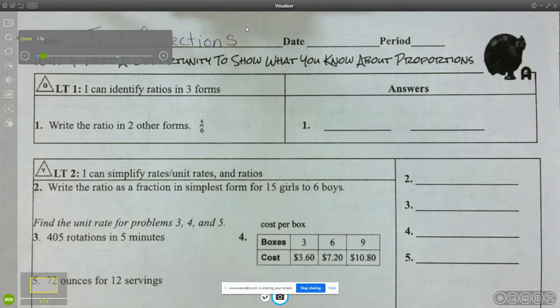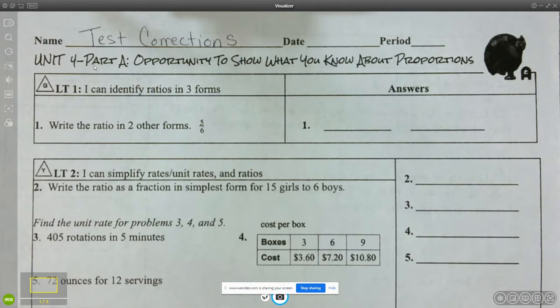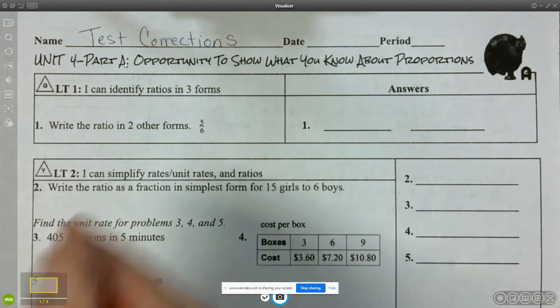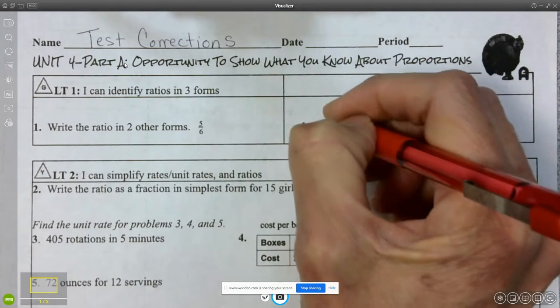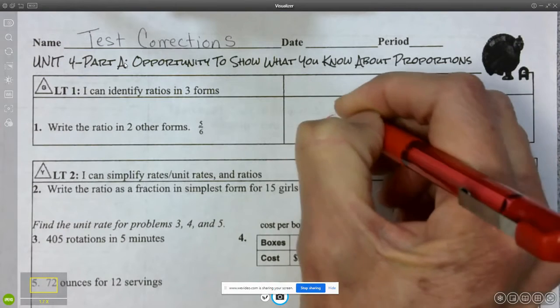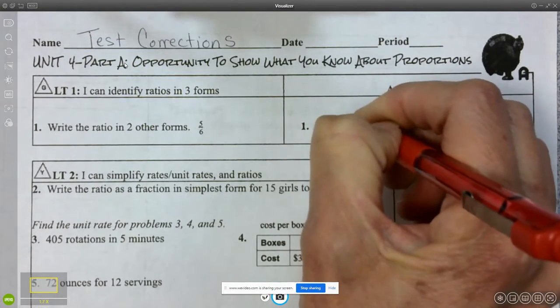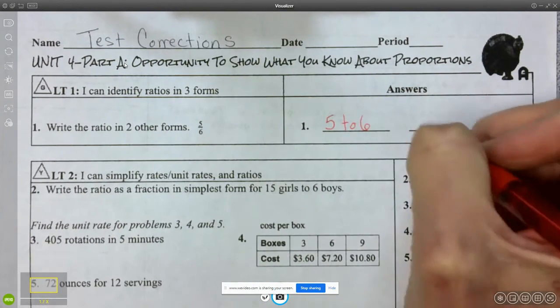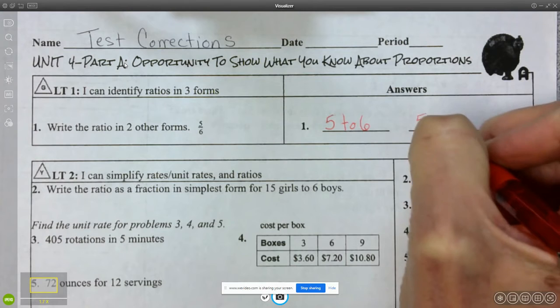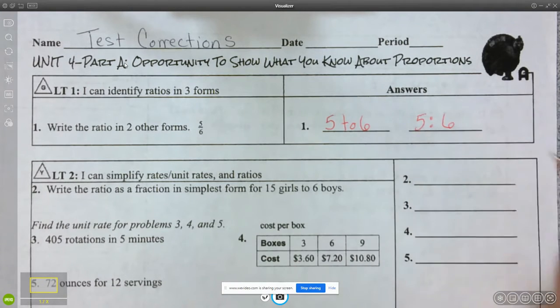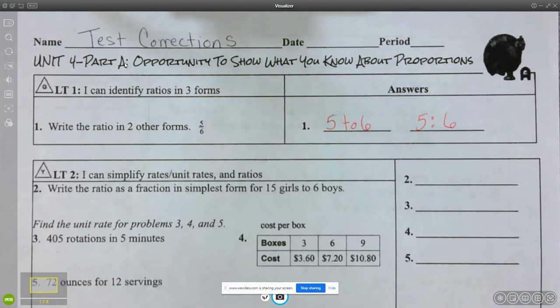Okay, we're going to be working on test corrections for the Unit 4 Part A test in this video. So what we want to do for Learning Target 1, be able to write ratios in different forms. To write the two other forms, we could say 5 to 6, or we can also write it 5:6. Just being able to recognize that that's how we write ratios.